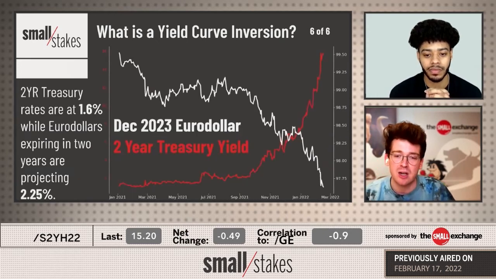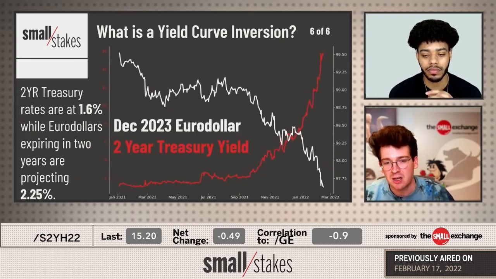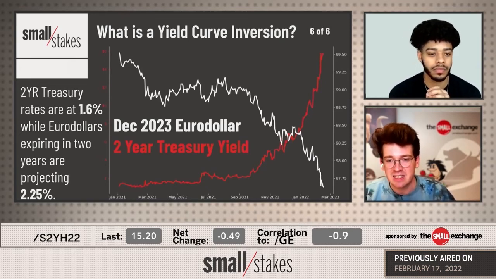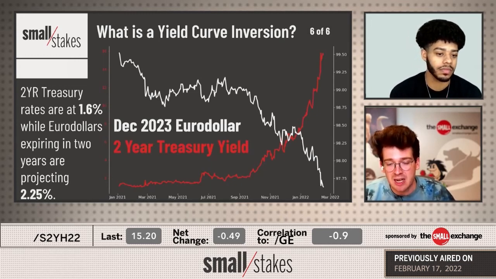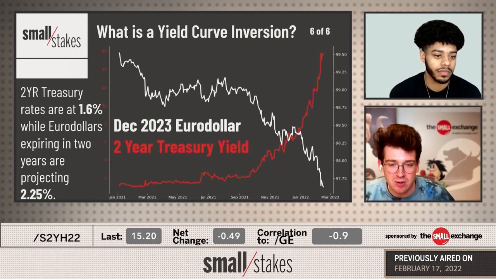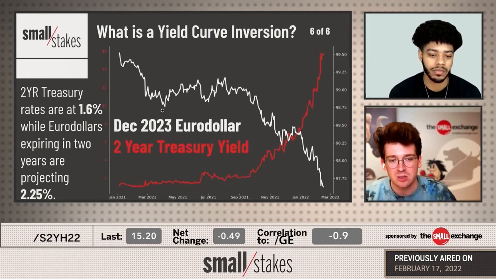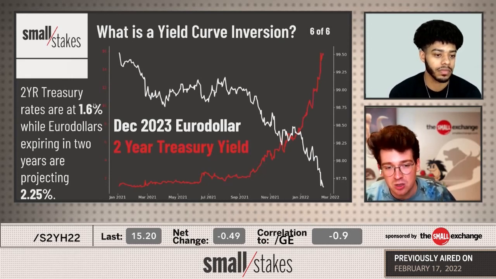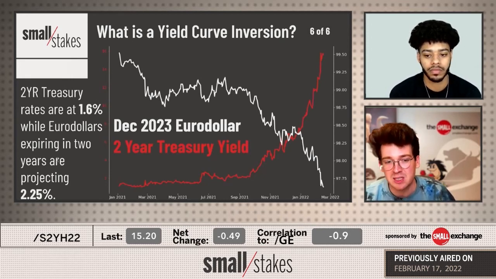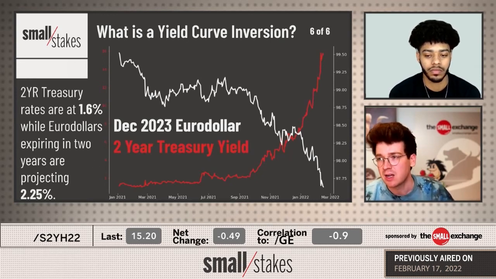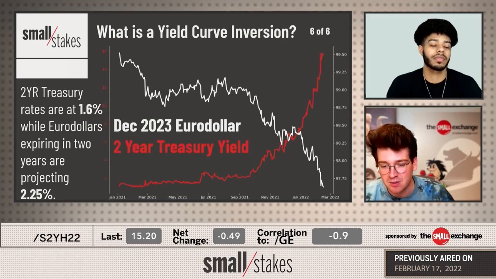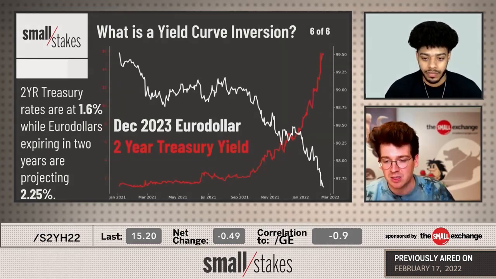That's an inversion. You can trade this inversion pretty easily by buying the December 2023 Eurodollar futures, which is GEZ3, and also buying the 2-year Treasury yield, which is S2YH22. Now we're in the March futures there, because you see the discrepancy. The 2-year Treasury futures showing 1.6%, and those Eurodollars correlating to 2 years all the way up at 2.25%. We have ourselves an inversion. We'll talk more about this in the future, everyone.